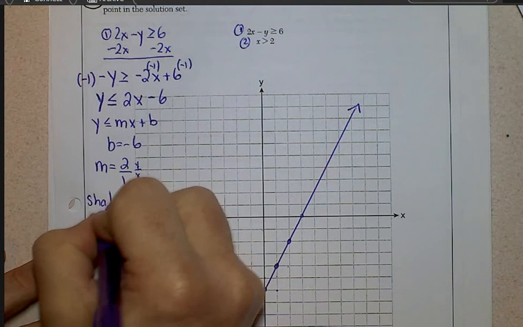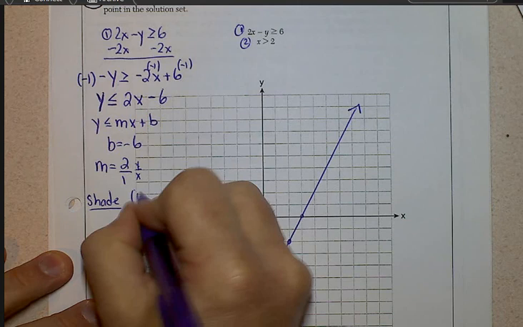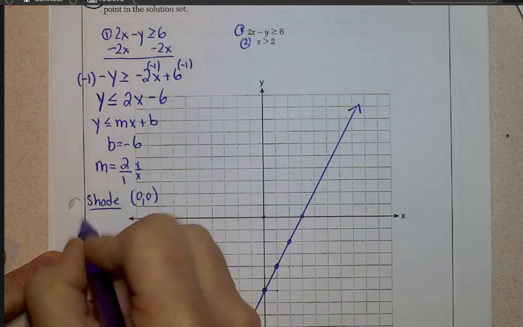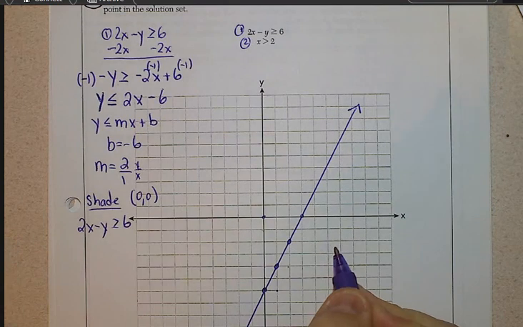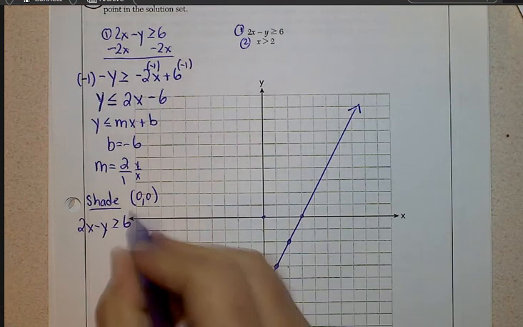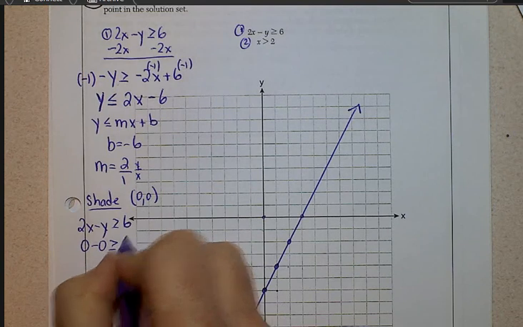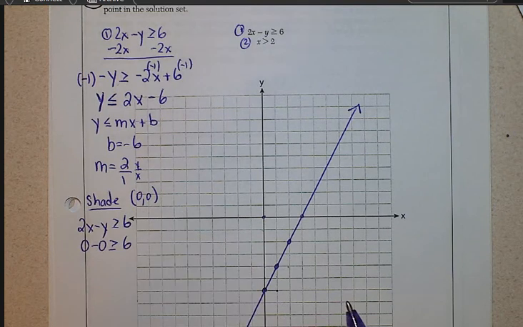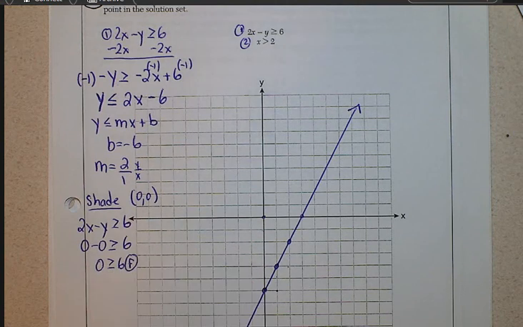And if you remember, the process is pick a point that's on one side of the line. I'm going to pick 0, 0. And I'm going to go back up to the original equation, 2x minus y is greater than or equal to 6. And I'm going to plug the 0, 0 into it. So if I plug in 0, 0, I get 0 minus 0 is greater than or equal to 6. I get 0 is greater than or equal to 6, and that's false. So I'm going to shade the other side.